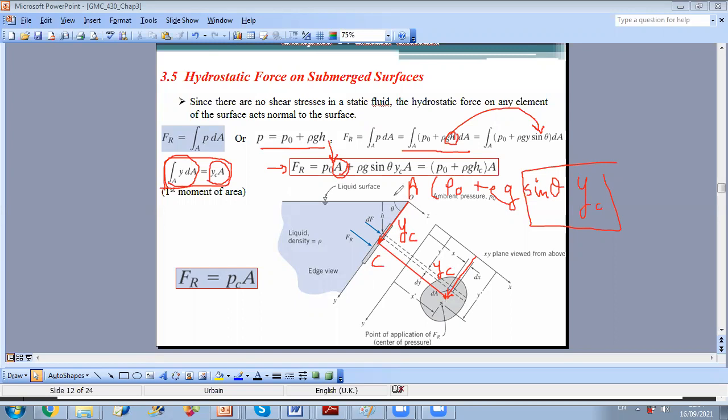Okay. Now, how can I relate y of C to theta and h? h of C is the depth of point C. Okay, so this length here is the height of C. This is h of C. So I can replace yC sine theta by what? So this term is equal to the depth of the centroid, h of C. So what do I deduce now?